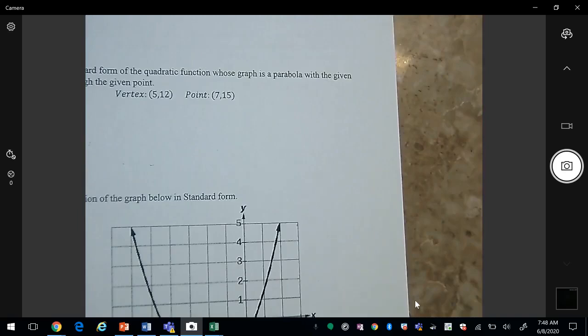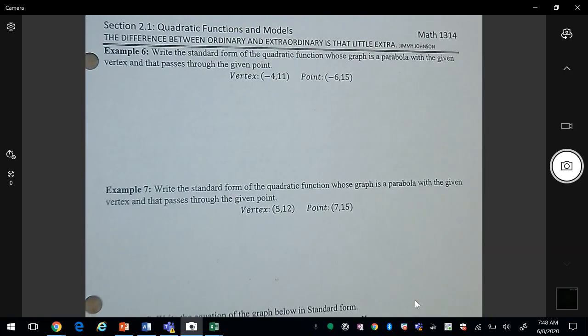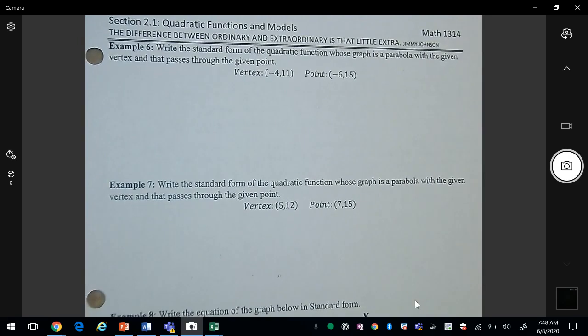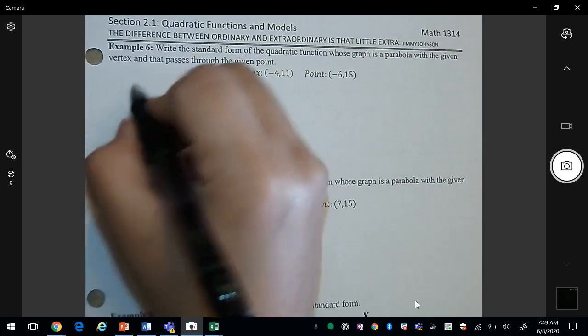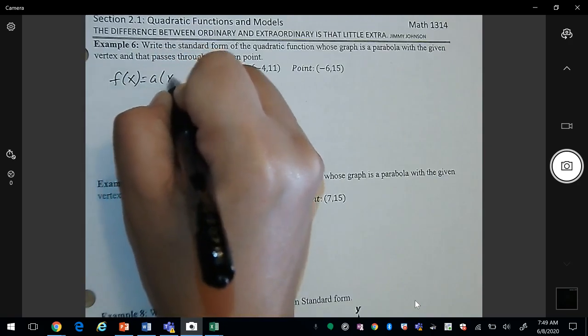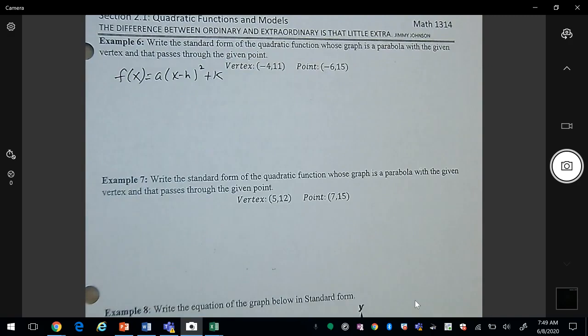Okay, next, example 6. It says write the standard form of the quadratic function whose graph is a parabola with a given vertex and passes through the given points. So first, since they want us to write it in standard form, then we should write down the standard form so we can see it in front of us.